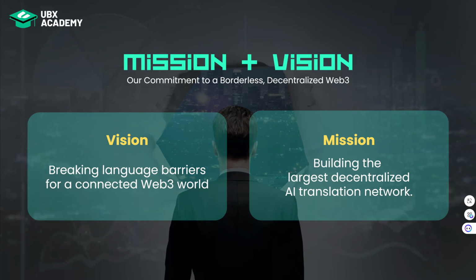So think about a DAO, which is a decentralized autonomous organization. These are global communities where people collaborate to make decisions. Up till now, many organizations have struggled because their members speak different languages. Important governance discussions often get lost in translation, leading to ineffective communication and miscommunication. UBC solves this by providing real-time accurate translation to ensure everyone's voice is heard regardless of their language.